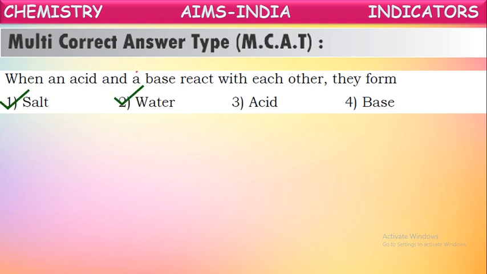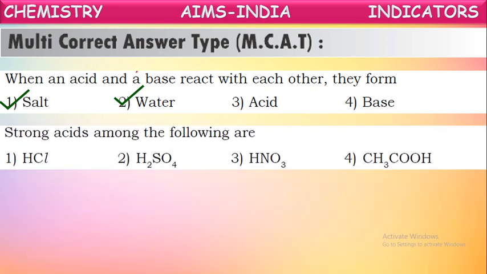For example, if you just now have seen, sodium hydroxide base on reaction with hydrochloric acid forms sodium chloride salt and water as products. So in any neutralization reaction, general products are salt and water.